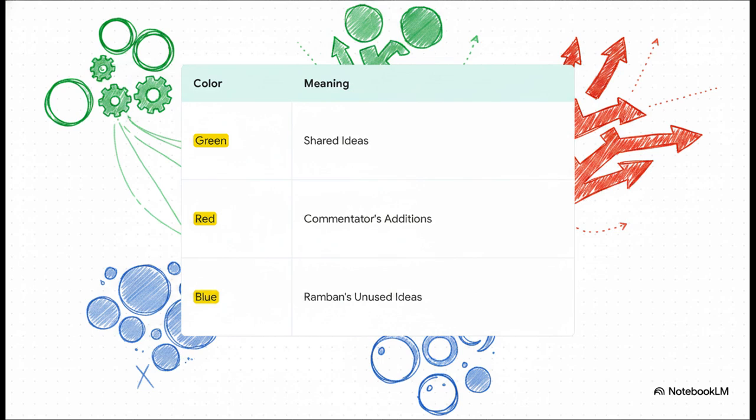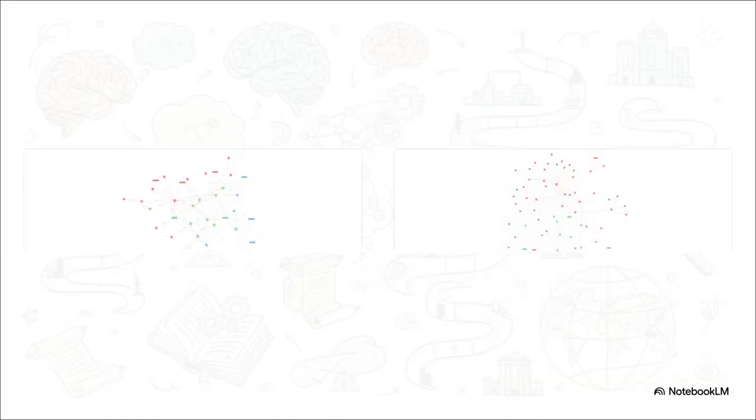That's the common ground between the two thinkers. Red means ideas that are unique to the later commentator. This is their new contribution. And blue? That's stuff from Ramban that the commentator just decided not to talk about. Green, red, blue. That's it. And boom, here are the results.